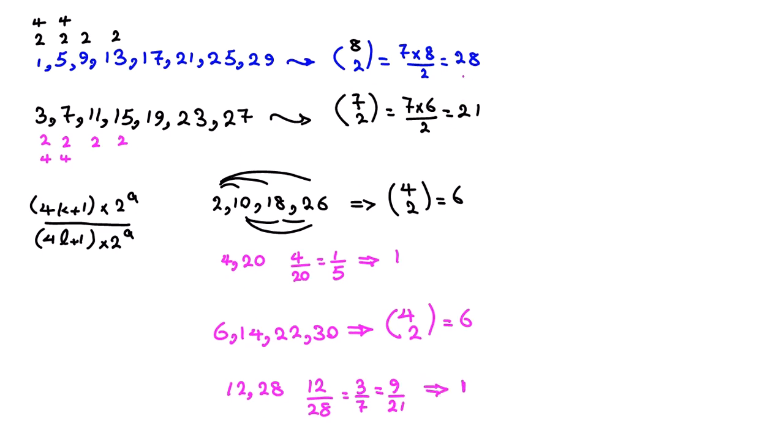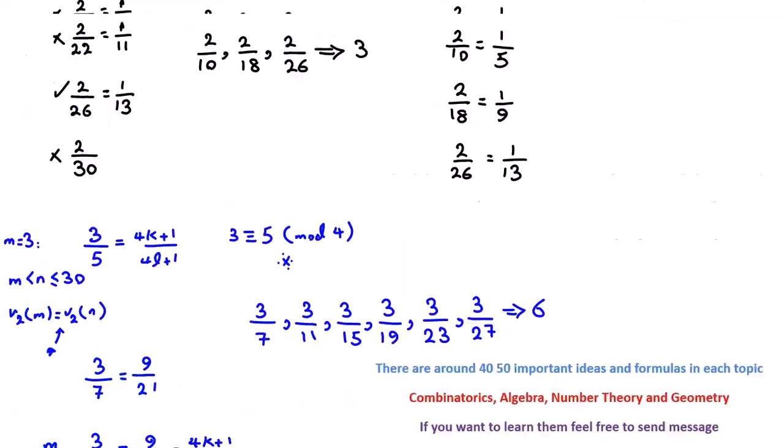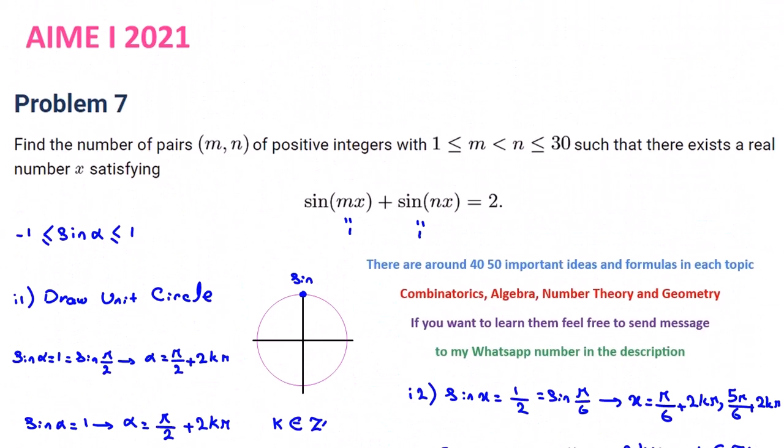So let's add these numbers. 28 plus 21 is 49. 49 plus 6, 55. 55, 56, 62, 63. So our answer will be what? 63. Okay. It was one problem related to these ideas.